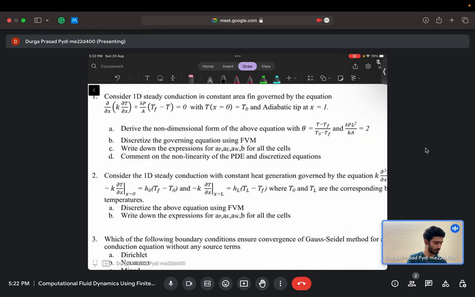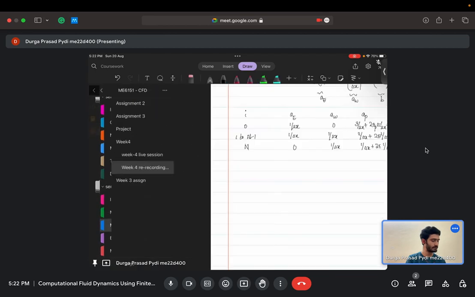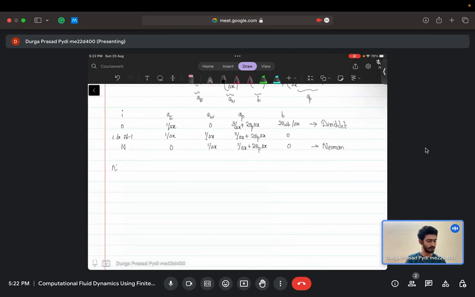So okay, we got the expressions for AP, AW. So we derived the non-dimensional form. We discretized the equation. We got expressions for AP, A east, AW and B, and the non-linearity of the PDE. Okay, the PDE, if you consider, this k is a constant and this is your right hand term. So as we have discussed previously, how do you say a PDE is nonlinear? How do you check for nonlinearity of a PDE?